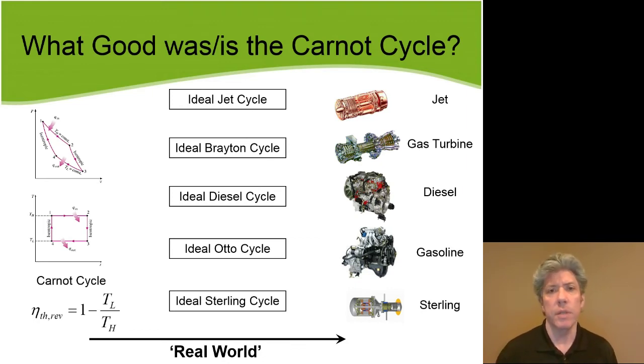Now, obviously there are limitations. You can't just give an engine the highest temperature you can make, because you could melt the engine. You can damage the engine, and then it's no longer useful as an engine. So the Carnot cycle was useful. It gives us sort of a general guide.